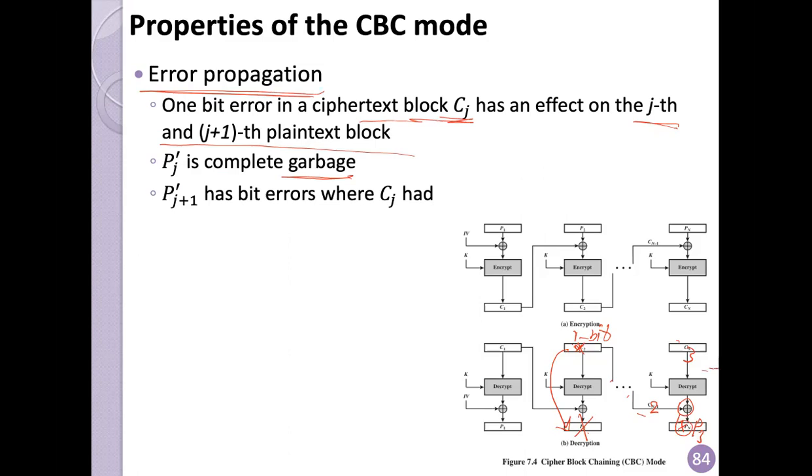So if CJ has an error in one of the bits or multiple bits, let's say 1 bit, you will not be able to decrypt that block successfully. And whatever number of bit errors you have, the same number of bit errors you'll get in the block after that block.